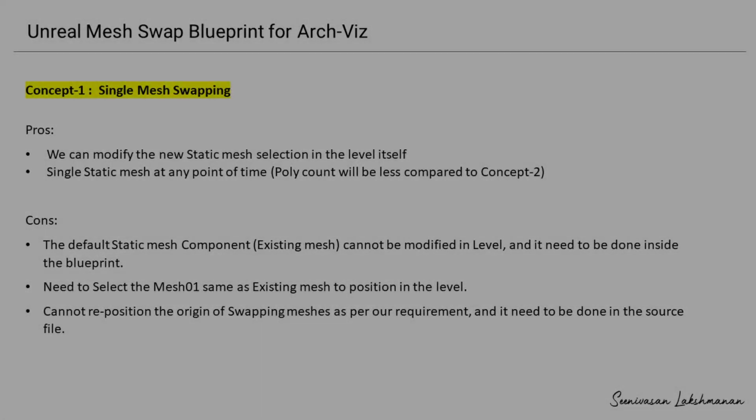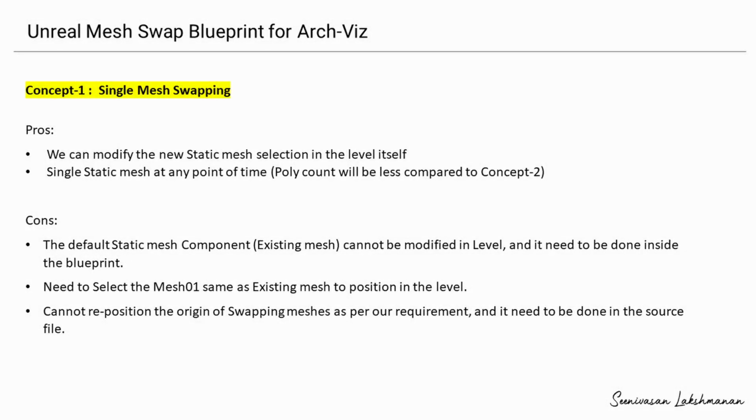Let's discuss the pros and cons. I'm not an expert, I'm still a learner, but this is purely my opinion. For pros, we can modify the new static mesh selection in the level itself. For each instance, we can select the new static mesh. And the second is the single static mesh will be there in the blueprint at any point of time. So the poly count will be less compared to concept 2.